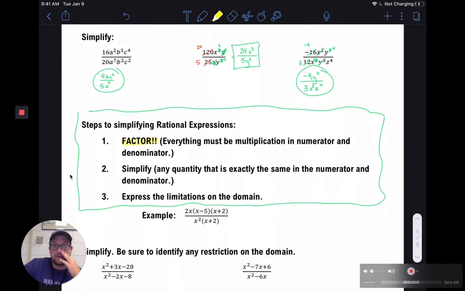Now, simplifying here is step number 2. Simplify any quantity that is exactly the same in the numerator and the denominator. That's kind of what we were doing when we were canceling stuff out above. And express any limitations on the domain.